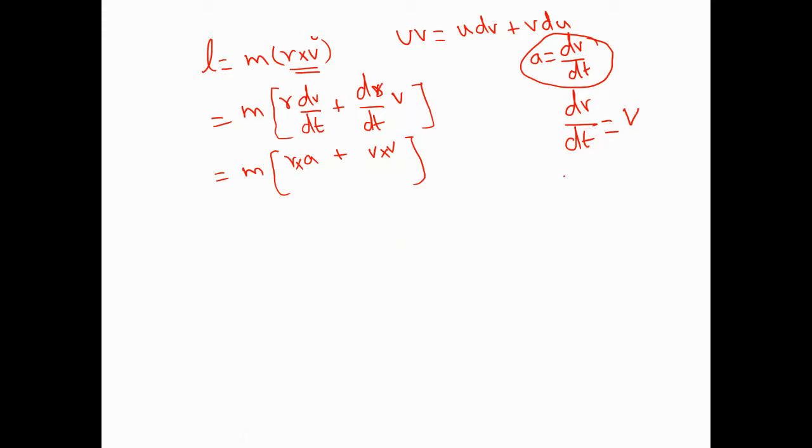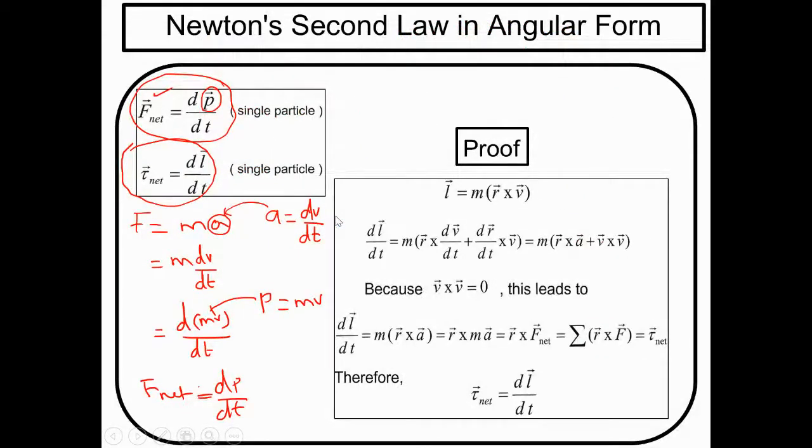Now what is v cross v? Zero, because we studied this concept in chapter 3: i cross i is 0, j cross j is 0, k cross k is 0. So I can take this term as 0, and this term as 0. Now what is remaining? m r cross a. Am I right? Yes, you're right.